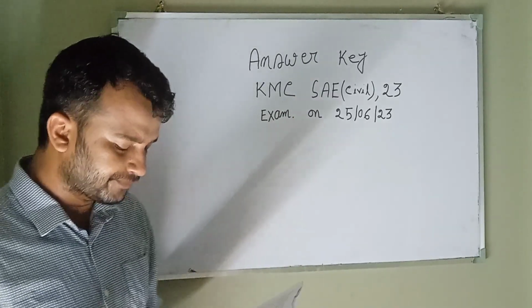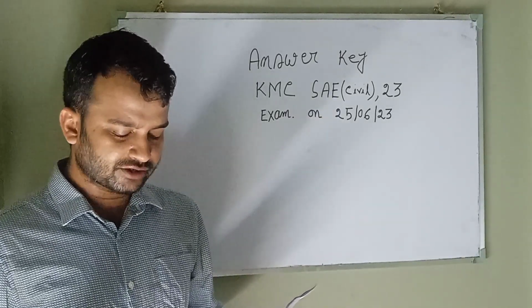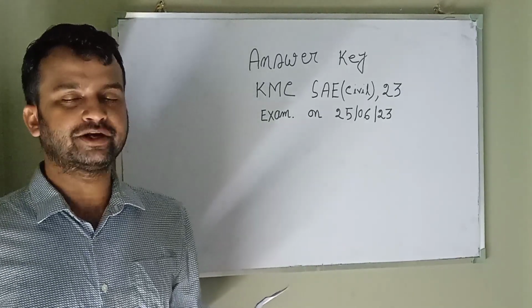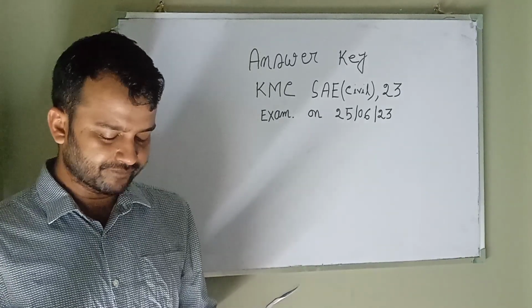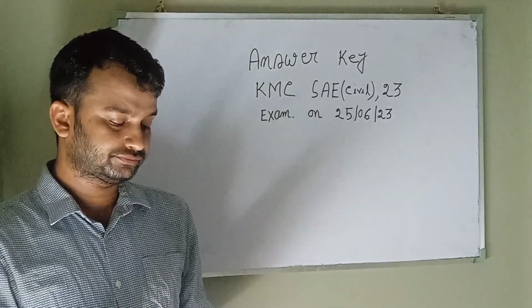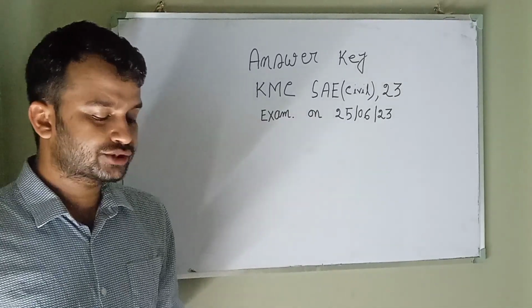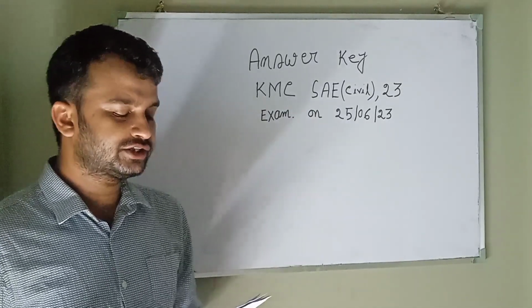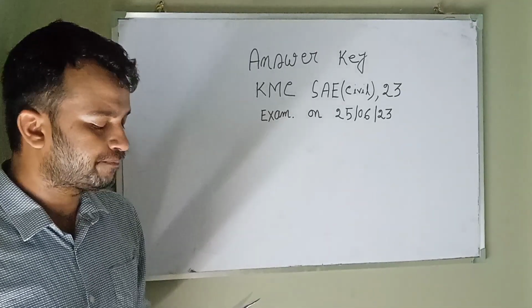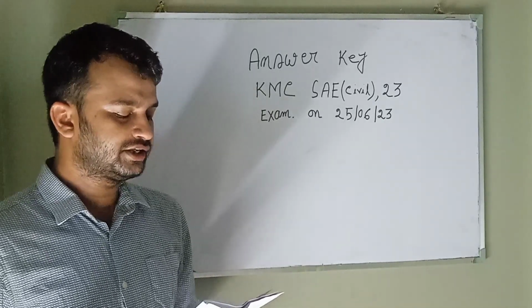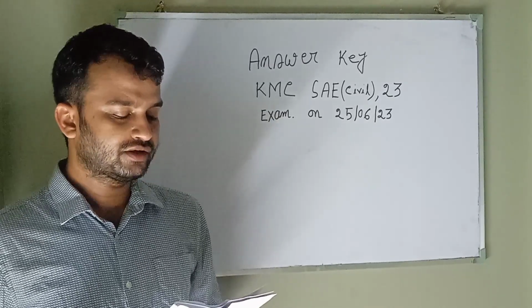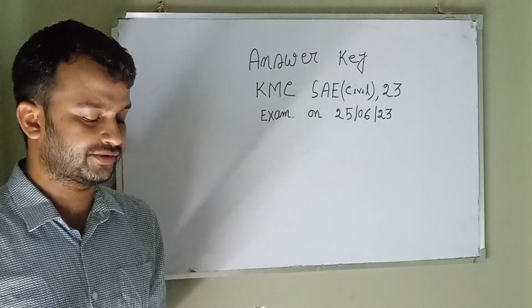Next, question number 20. The partial safety factor for a material of bolts is always 1.25. So the correct answer is option C, 1.25. Next, question number 21. Lime stabilization is very effective in treating: option A sandy soil, option B plastic clay soil, option C silty soil, and option D non-plastic soil. The correct answer is option B, plastic clay soil.